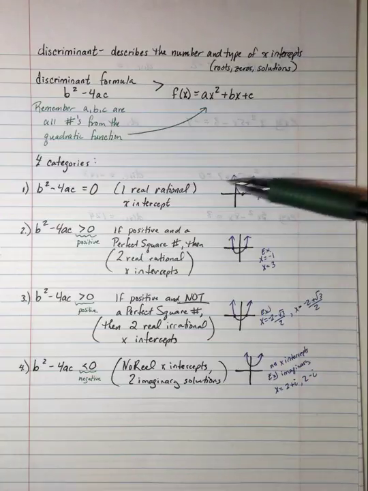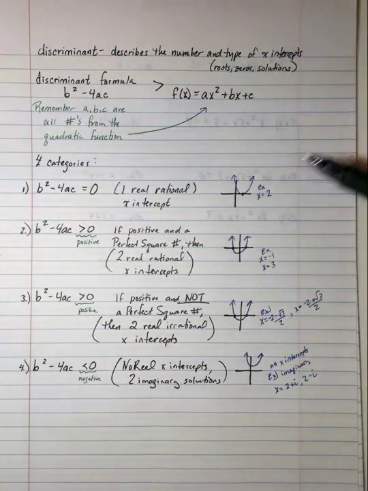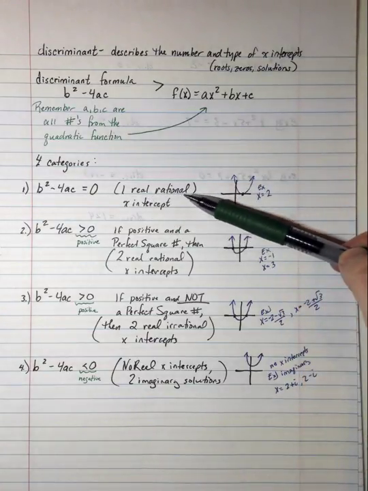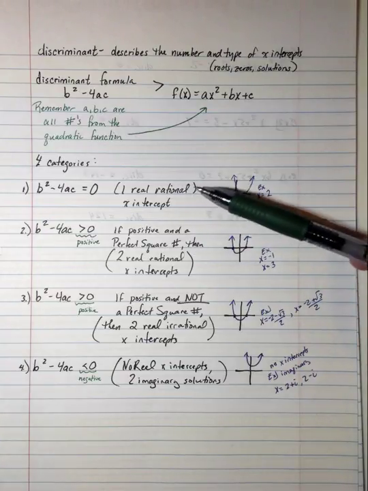First category, if you get your number to be 0, that means your graph is going to touch the x-axis just one time. You're going to have one real rational x-intercept. Rational meaning pretty, like a whole number or terminating decimal or repeating decimal.